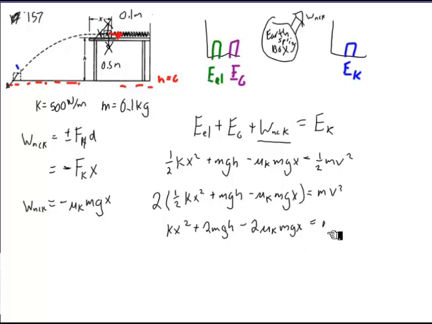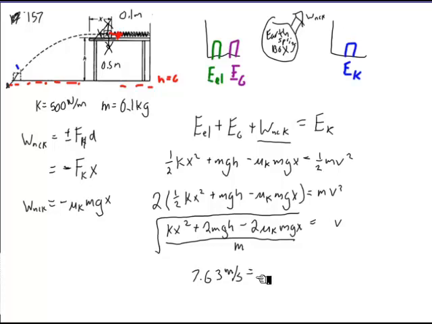The 2 goes to every term. And we can divide both sides by m. So instead of writing out another line, oh, I didn't want to do that. It's a big mistake. Divide both sides by m. That cancels out the m on the right. Get a little m there. And then we can take the square root of both sides. And then you plug in. And if I remember correctly, the answer is 7.63 meters per second.